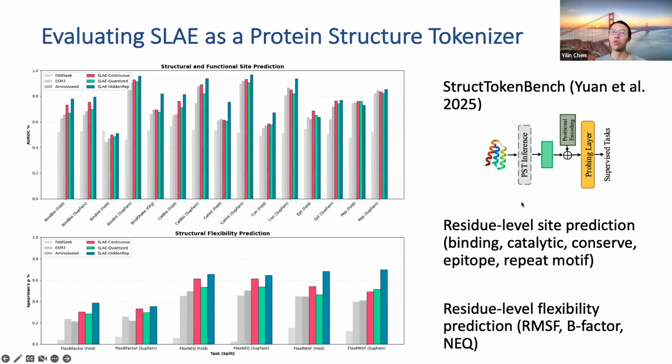The benchmark includes two types of tasks that we focus on. First, structural and functional site prediction: binding sites, catalytic sites, conserved sites, epitopes, and repeat motifs. Then there is a more biophysical task, residue-level flexibility prediction, which predicts the RMSF, B factor, and NEQ. All of these operate on one residue token at a time. So this gives confidence that SLAE is representing its local residue in a meaningful way that allows these tasks to be successful.